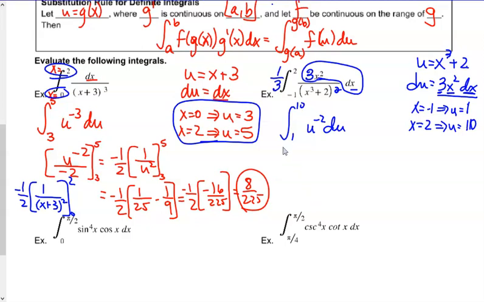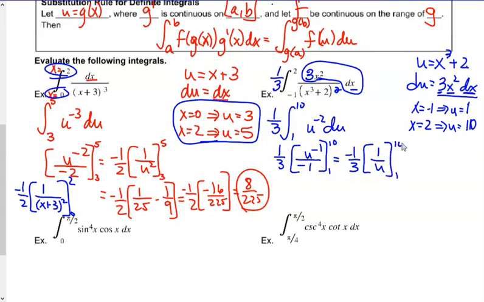So let's do that. I have my 1/3 that I need to keep. And I'm going to add 1 to my power to get a minus 1, but I have to divide by the new power, which is negative 1, evaluate at 1 and 10, and now we do our calculations for our fundamental theorem of calculus. So I'm going to go ahead and bring the negative out front as a negative 1/3. And I'm going to write this as 1 over u for the fraction that I'm evaluating at 1 and 10. So I'm going to plug 10 in, I'm going to plug 1 in, so I get negative 1/3 times 1/10 minus 1.